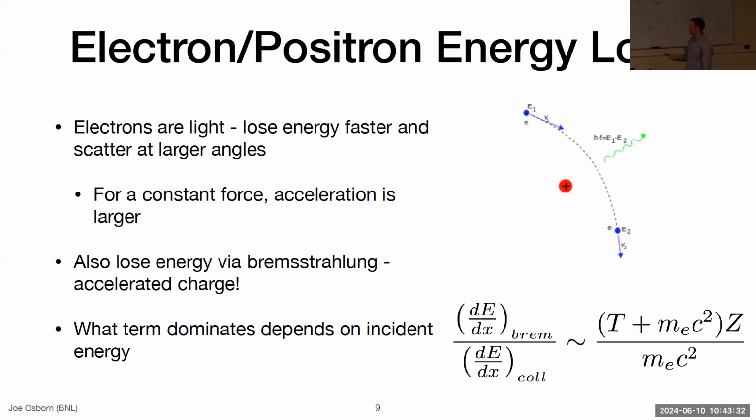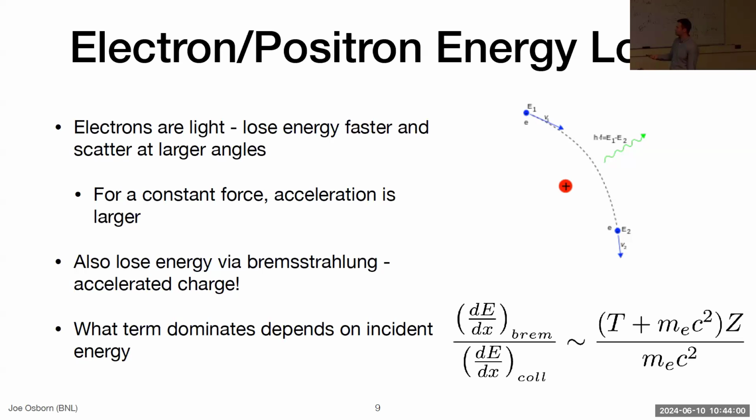Okay, so now let's talk about electrons and positrons. Electrons are light, so they lose energy faster and scatter at larger angles. And you can think about this just with simple F equals ma. For lighter mass, you have more acceleration for the same force. And electrons also lose energy via Bremsstrahlung because they are an accelerated charge. So electrons and positrons, I use those synonymously.